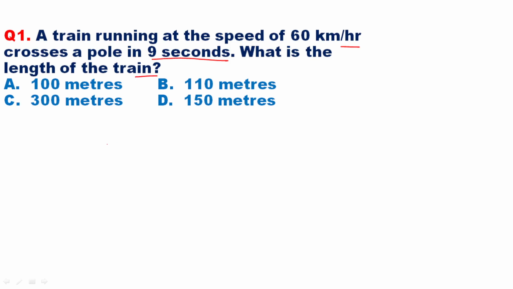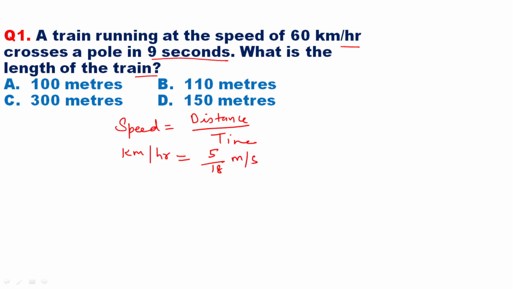So what will we be doing now? We know some of the basic concepts, that speed is equal to distance by time. We will be utilizing this concept. Also, if we have kilometer per hour and want to convert it into meter per second, we multiply by 5 by 18. Similarly, if we are given meter per second and need to convert it into kilometer per hour, we multiply by 18 by 5.